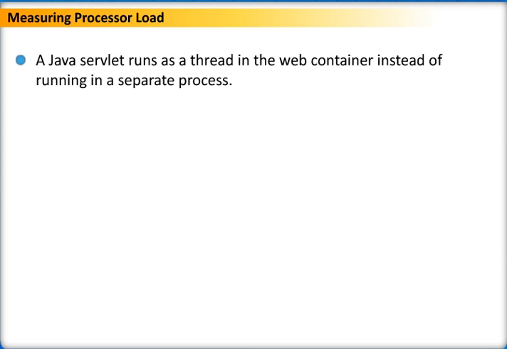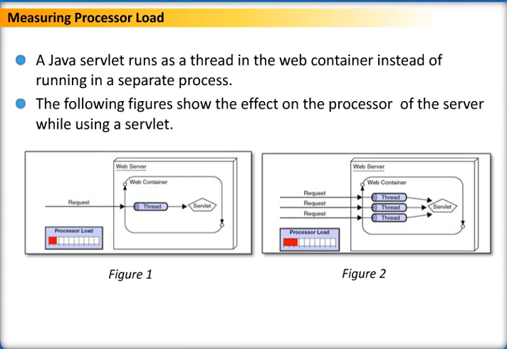A Java servlet runs as a thread in the web container instead of running in a separate process. The displayed figures show the effect on the processor of the server while using a servlet. In Figure 1, a servlet processes only one request by using a single thread in the web container and initiates the processor load. On the other hand, in Figure 2, a servlet processes more than one request at a time by using multiple threads. This causes an increase in the processor load, but the increase is nominal.